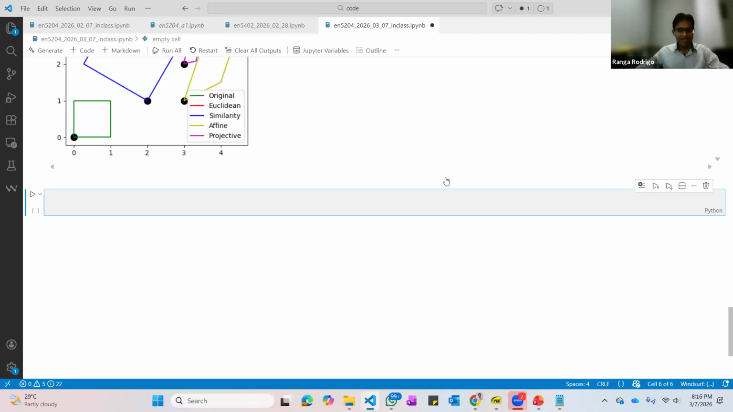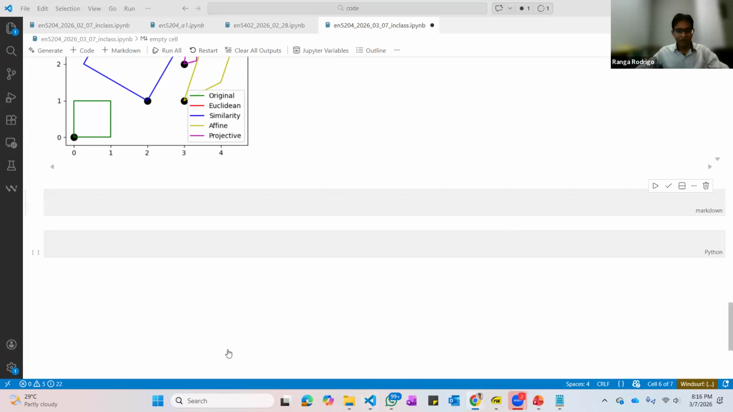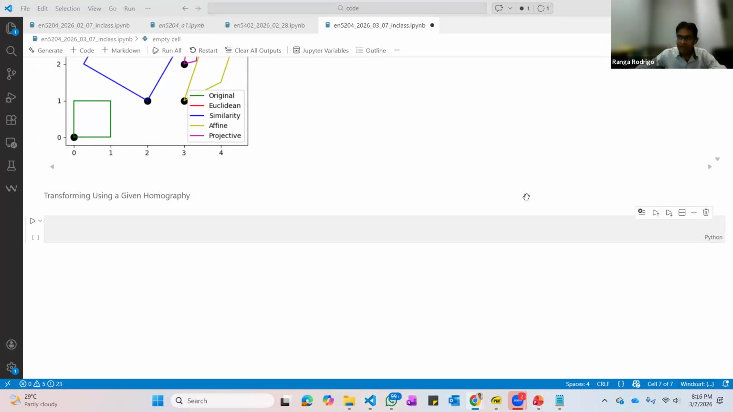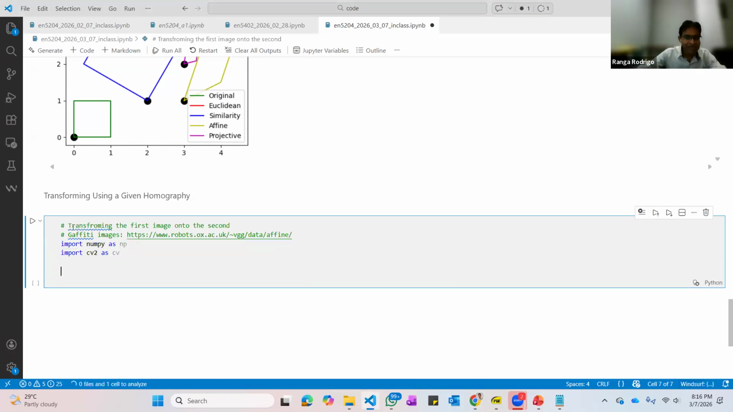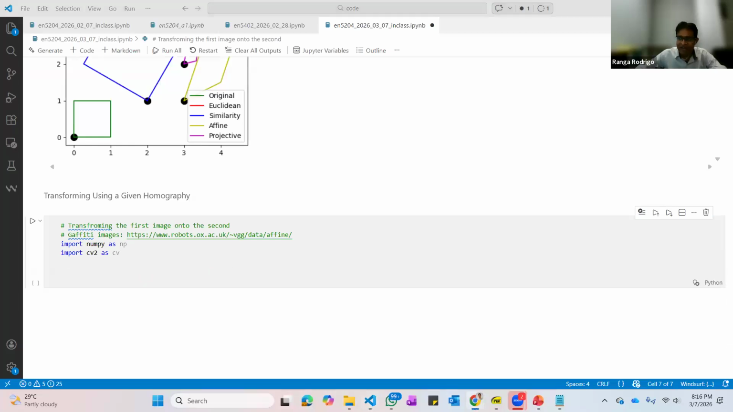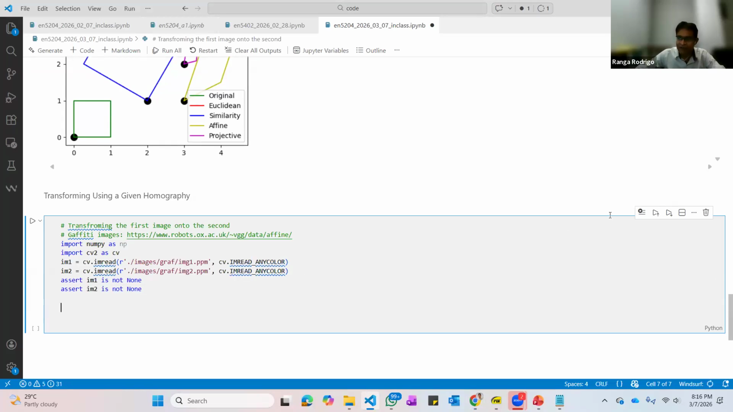Okay, so I'm going to try transforming using a given homography is what I'm going to show you now. So first open these two images. I will copy the important imports that we have to do anyway, because now you are very familiar with that. Open the two images, IM1 and IM2, and check whether they have been opened.